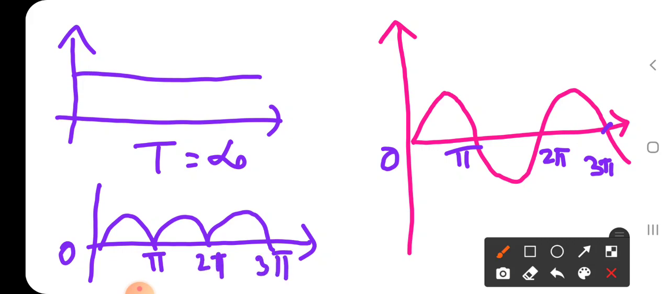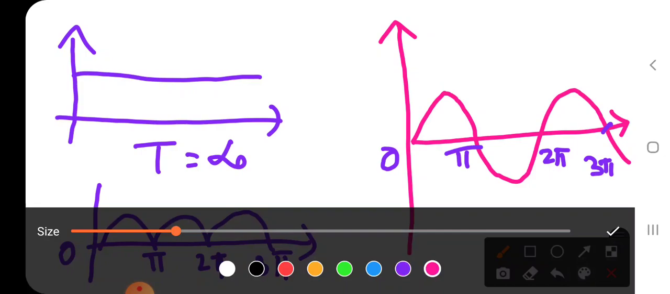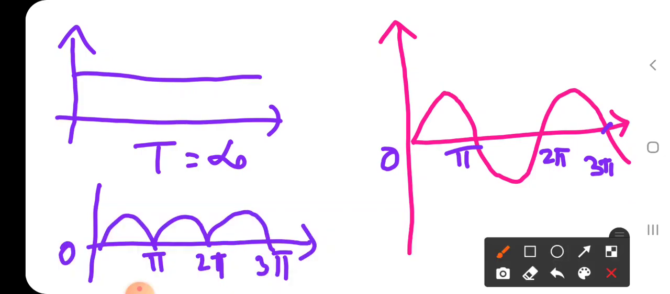So here what do you mean by time period? The duration of the quantity at which the quantity starts to repeat is called time period. Here you can observe that the quantity starts to repeat after pi. So this duration is called the time period. Hence here the time period is pi.